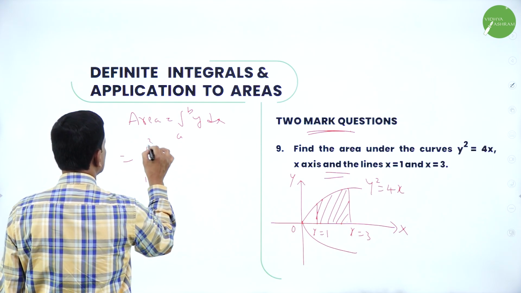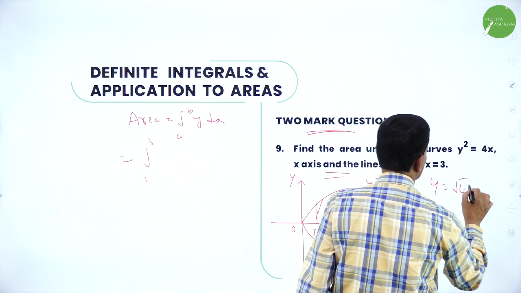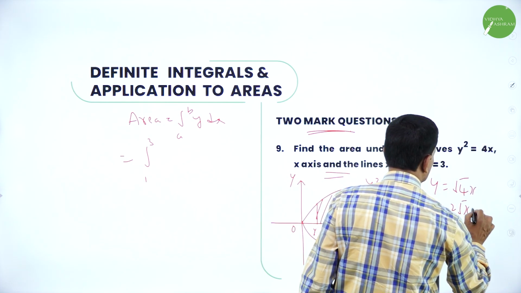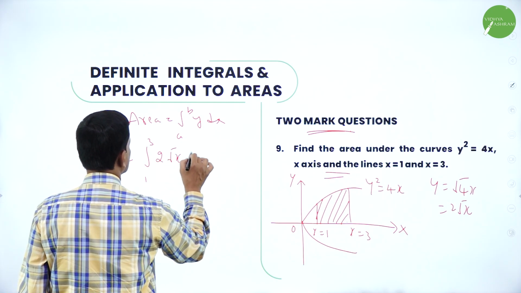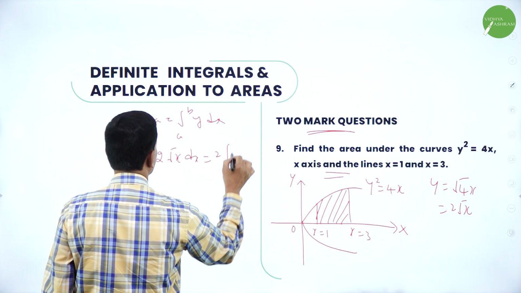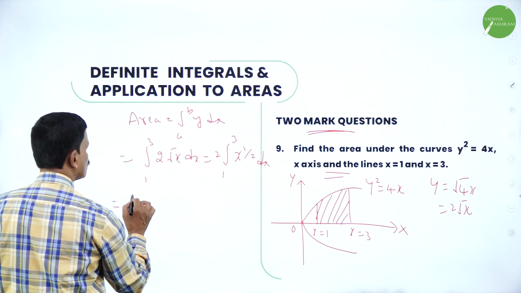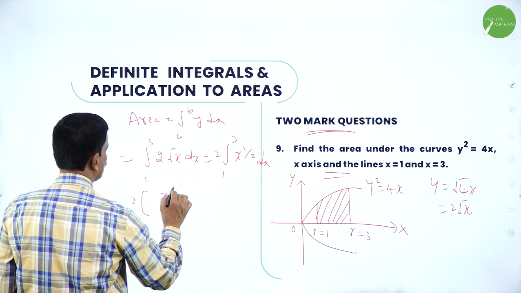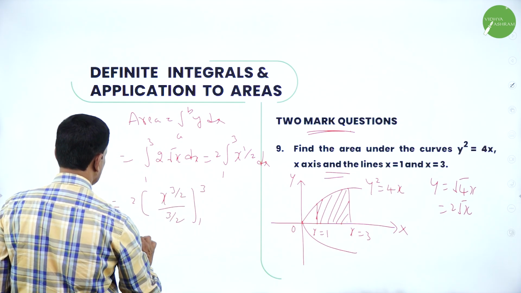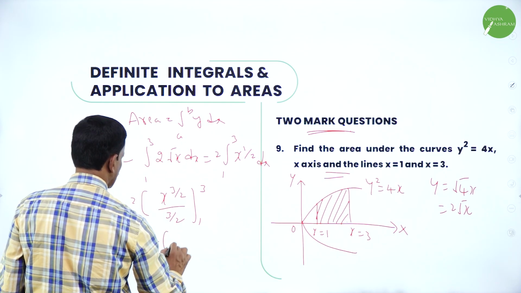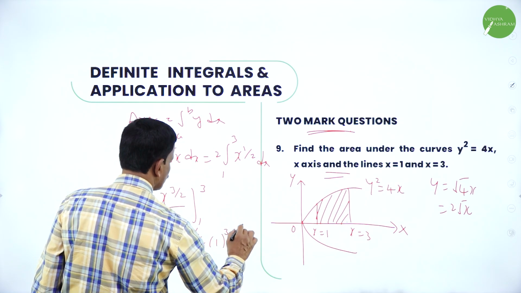What is y from this? y is equal to square root of 4x, that is nothing but 2 root x. So this can also be written as 2 into root x dx, that is 2 outside, from 1 to 3, x to the power of 1 by 2 dx. So 2 into the integration of x raised to half plus 1 is 3 by 2, by 3 by 2 between limits 1 to 3. This is 2 into 2 by 3, and apply the upper limit: 3 to the power of 3 by 2 minus 1 to the power of 3 by 2.